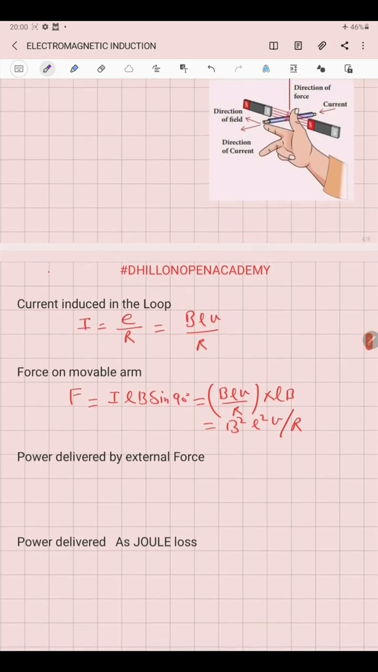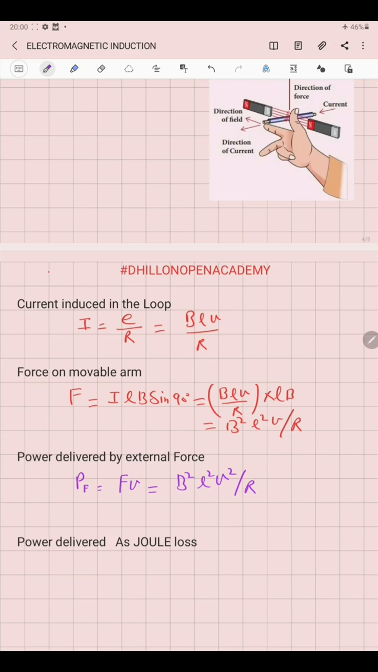Next, power delivered by the external force. Power delivered by this external force will be equal to the product of force and velocity, which will be equal to B square L square V square over R.